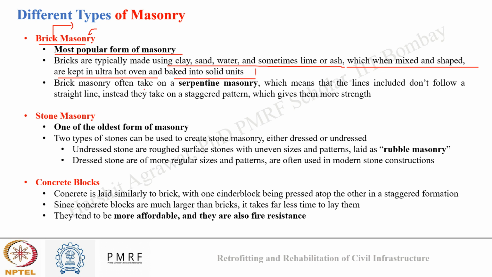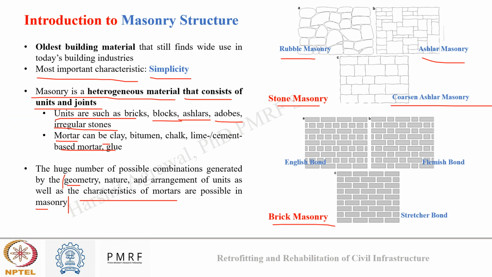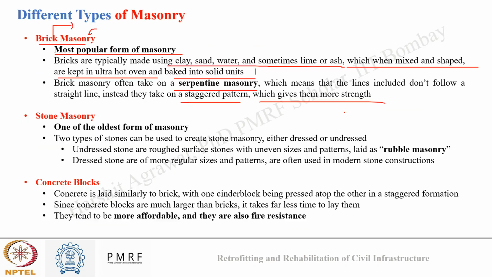Okay, brick masonry often takes on a serpentine pattern, which means that the lines don't follow a straight line. Instead, they form a staggered pattern, which gives them more strength. We have seen generally in the case of brick masonry, like in these images also, there is not a single line over which the bricks are placed. It has a staggered arrangement, and this plays a major role in the strength of brick masonry because it helps in crack arresting. You can see in all three types of brick masonry we saw, there was not a single line in which the bricks were arranged. They were in a staggered arrangement. This is known as serpentine masonry.